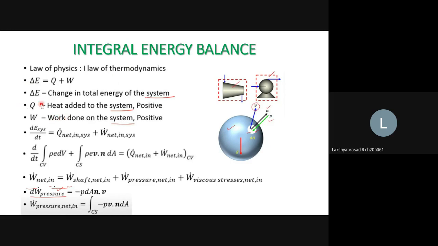W is the work done on the system. Q is the heat added to the system, and the sign is positive if heat is added to the system, and work done is positive if it is done on the system. Delta E is the change in the total energy of the system.